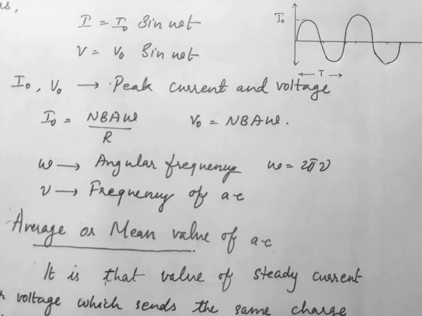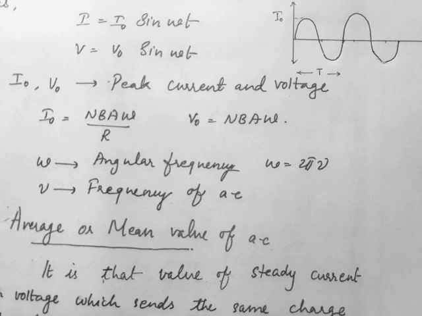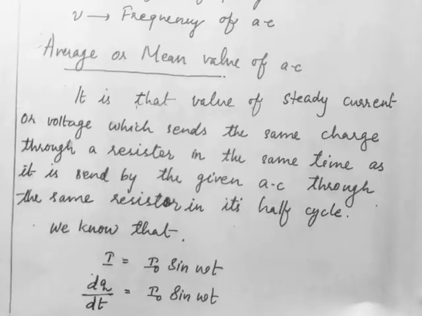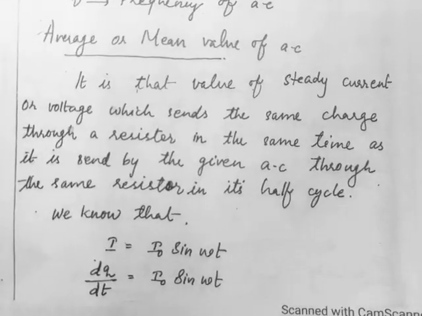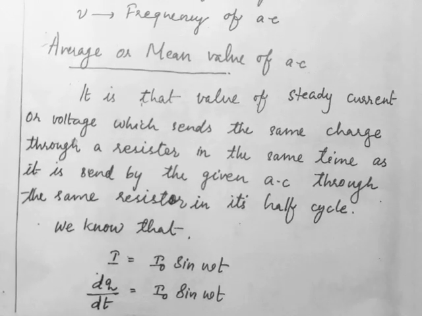But we need an average value or a mean value of AC. So for that what we can do is, we can go for the current, that is I equal to I0 sin omega t. We take this equation, and we take I as the charge by time. So we change this I as charge by time, that is dq by dt. Now we find the average value of current. It is the value of steady current or voltage.